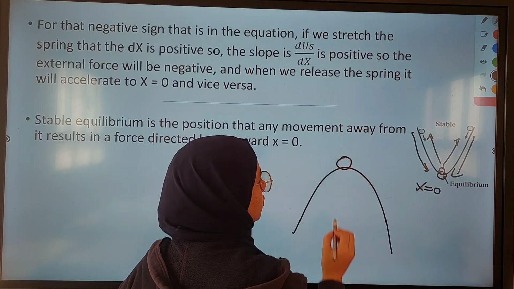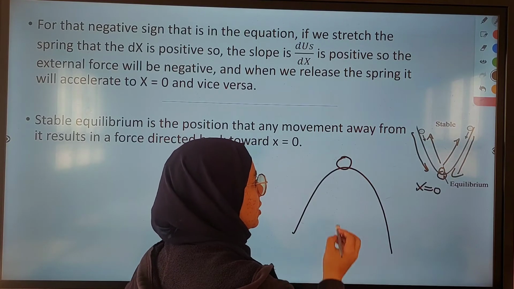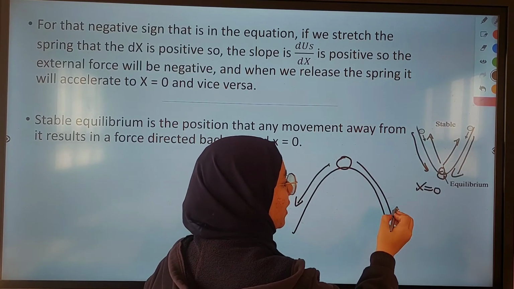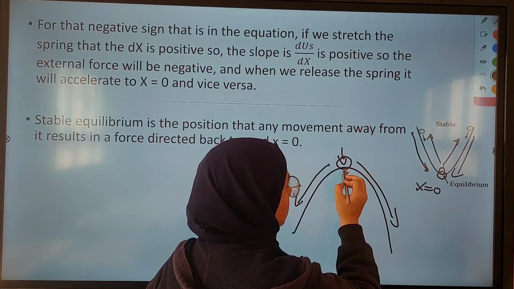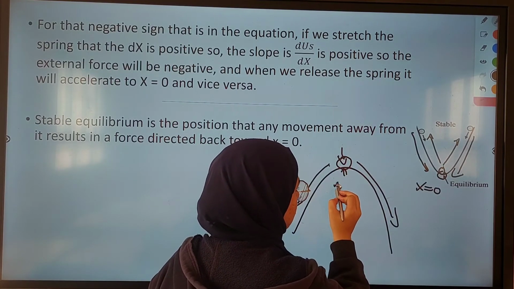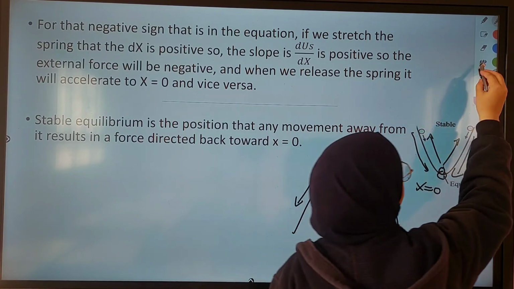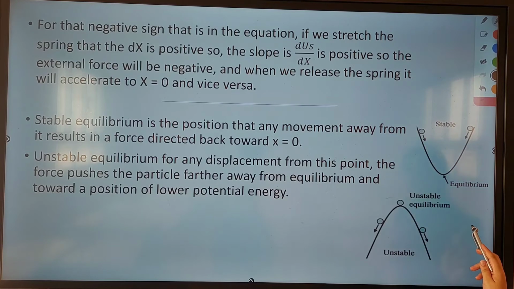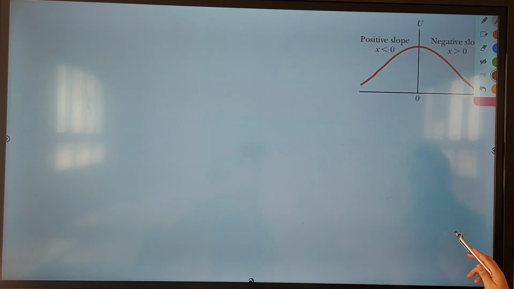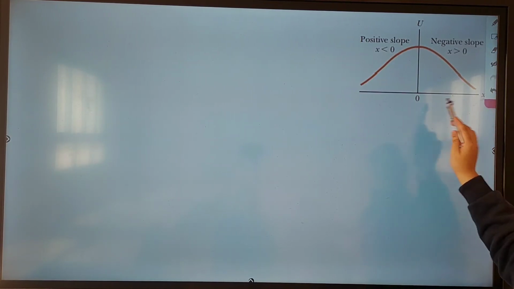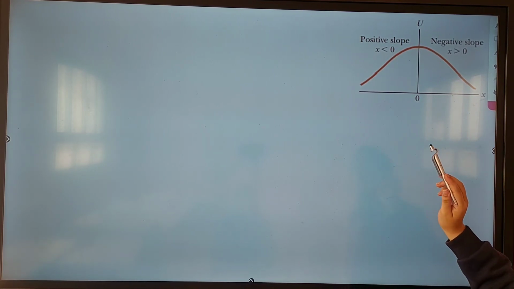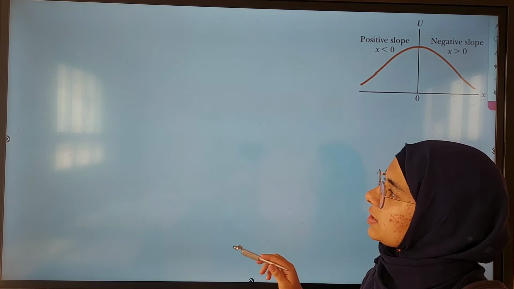which has a graph like this, or an illustration like this. If we have a ball, it will want to move away from its equilibrium position, because this will be the equilibrium position. And this will be the graph of unstable equilibrium. If you notice, it is the opposite of the stable equilibrium.